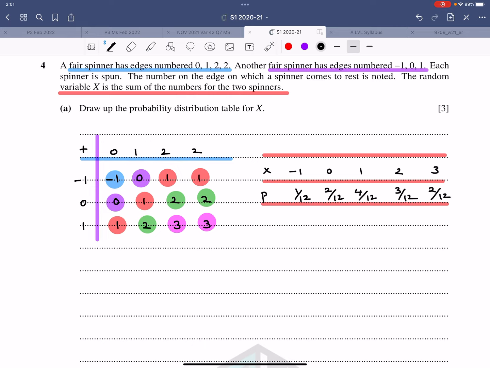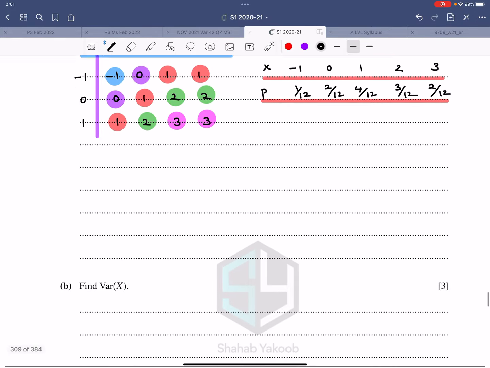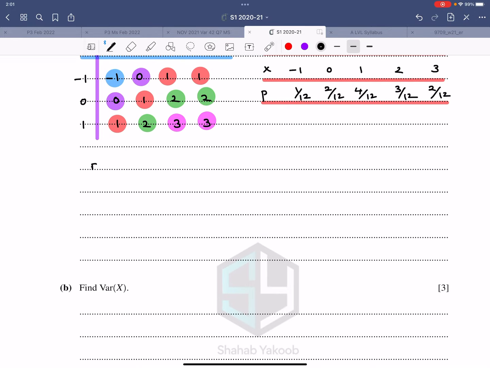12 over 12 is the answer. No need to convert it into the decimal form. It's asking for variance. For variance we need to calculate expectation of x, that is sigma px. Let me just write down the working.